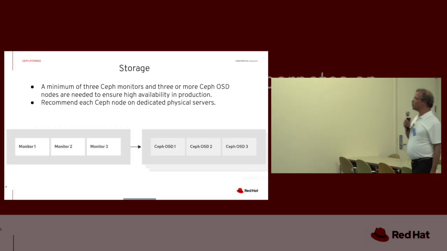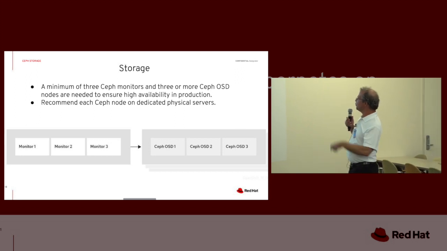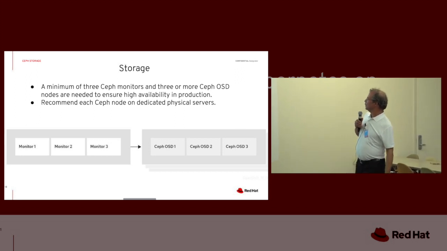Okay, onto storage. For HA, we need a minimum of 3 Ceph monitors and 3 OSD nodes. And we recommend dedicated servers.